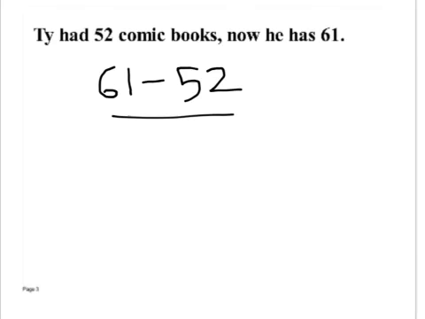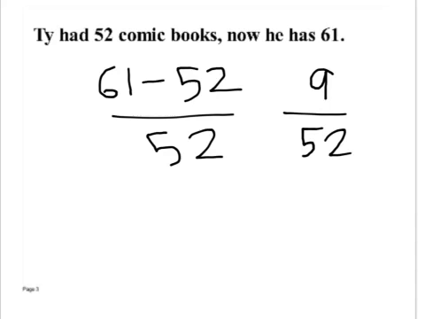Write this down. It says Ty had 52 comic books. So let's say last week he had 52 comic books, and then someone gave him some comic books, and now he has 61. So I need to take the final amount. Someone raise your hand and tell me what the final amount is. Riley? 61. And what was the original amount? 52. Blaine, what's going to go on bottom here? 52, because that's the original. We take the amount of change, which happens to be 9. We divide it by the original, which is 52.